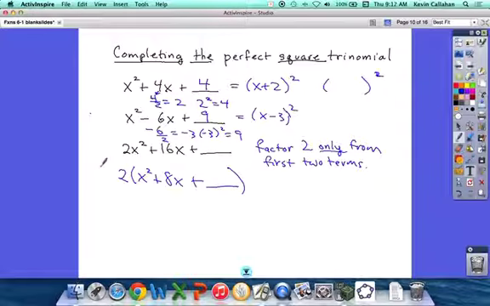Okay, now let's complete the square on what's inside the parentheses. Half of 8 is 8 over 2, which is 4. 4 squared is 16. So this is a plus 16. So this whole thing is 2 times x plus 4 squared.